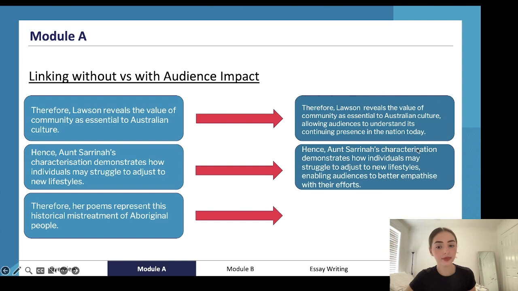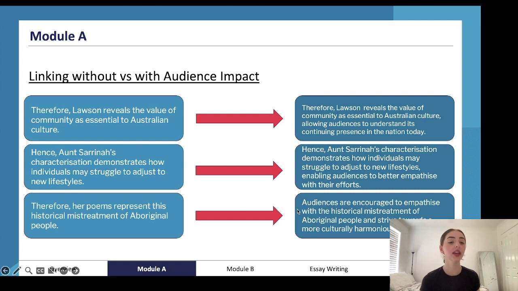Okay. Therefore, her poems represent this historical mistreatment of Aboriginal people. Instead, audiences are encouraged, okay, to empathize with the historical mistreatment of Aboriginal people and strive toward a more culturally harmonious society. So, again, you can see integrating audience effect, how it elevates it.